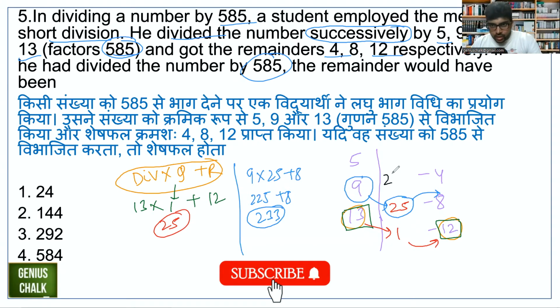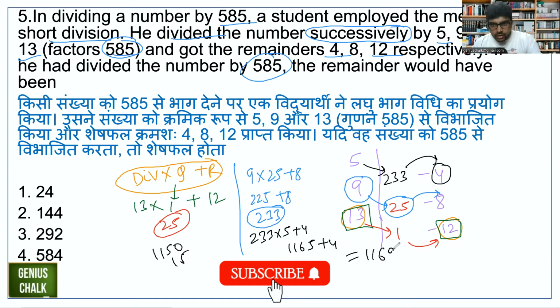Now I've got the quotient here also. For the next divisor and the next remainder, I need to add it. So next is 233 into 5 plus 4. We're getting 230 into 5, it is 1150, and 3 into 5, 15. So that is 1165 plus 4, and that is going to be 1169. So this is what I am getting as the dividend on the top, right?